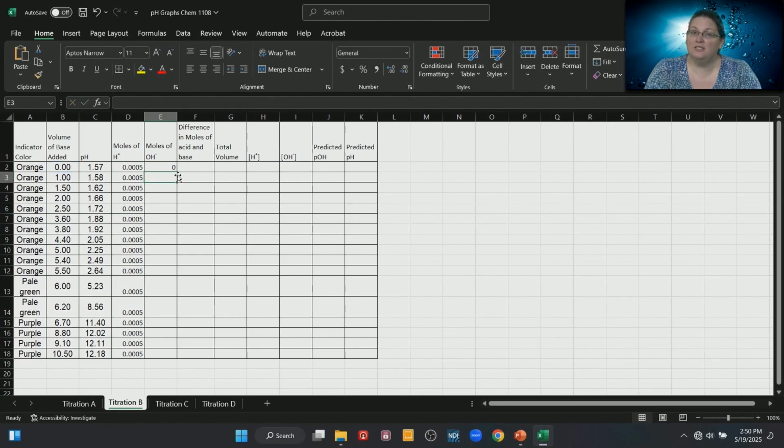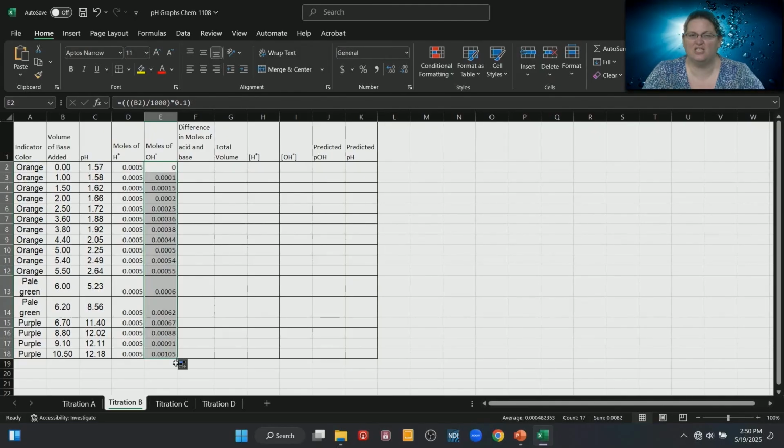We should expect a 0 for the first one because we did not add any. But as we come to the top and we pull that down, we should start to see that we've added moles of sodium hydroxide or the hydroxide ion. We now have those values. But during our experiment, the moles of hydronium are interacting with the hydroxide and creating water, which means we're not going to be having that hydronium and that hydroxide.